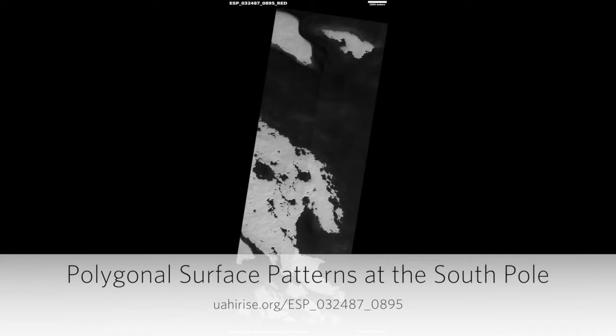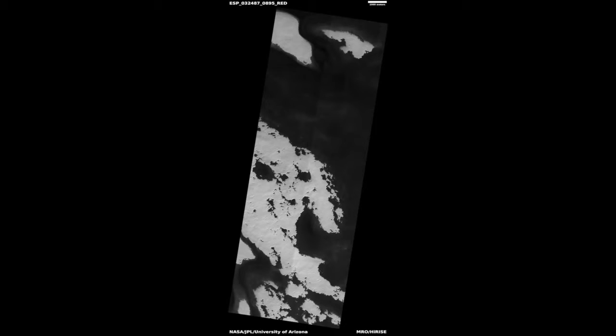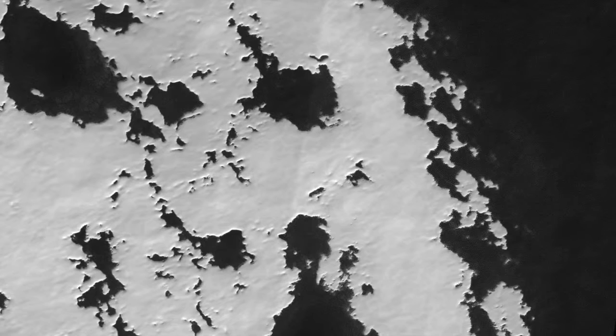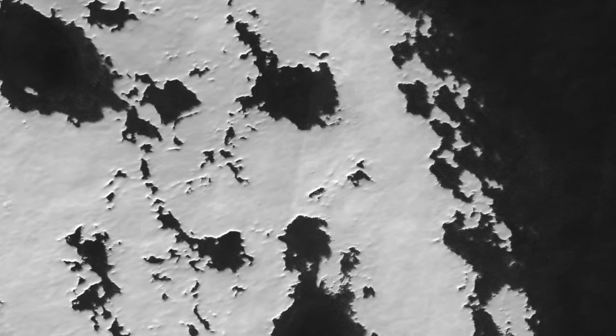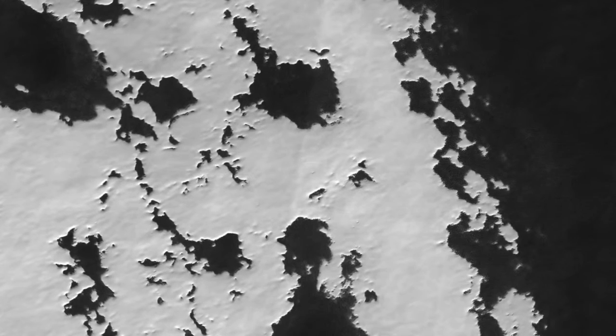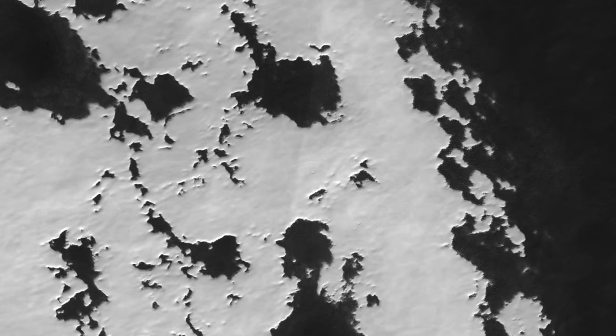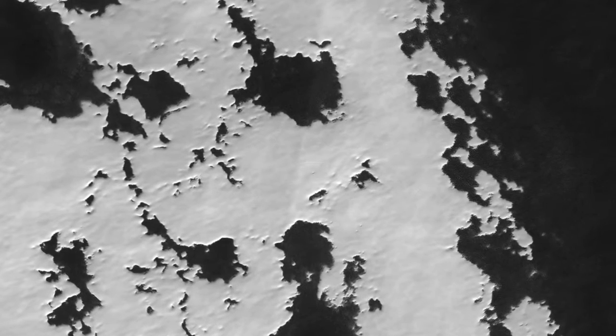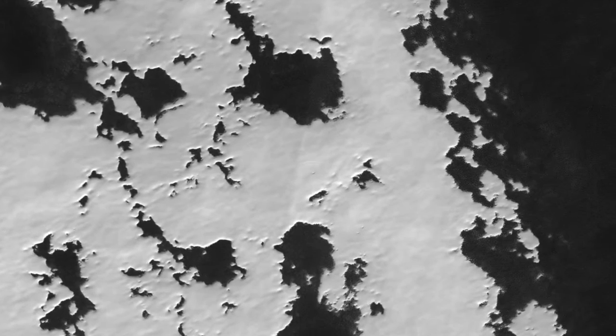Polygonal surface patterns at the South Pole. Like Earth, Mars has concentrations of water ice at both poles. Because Mars is so much colder, however, the seasonal ice that gets deposited at high latitudes in the winter and is removed in the spring, generally analogous to wintertime snow on Earth, is actually carbon dioxide ice.